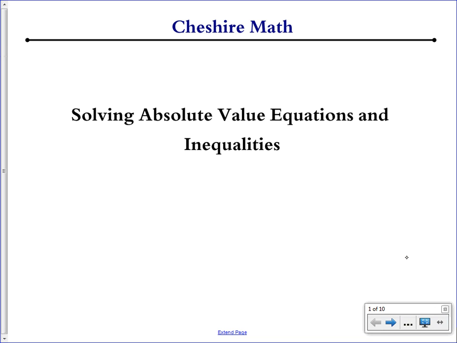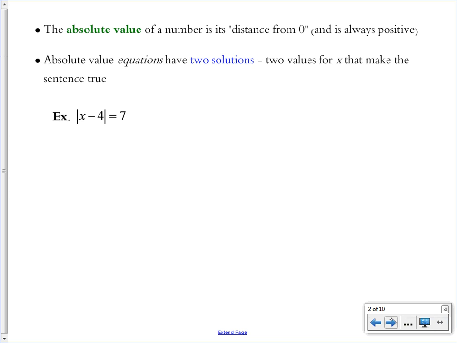This video is about solving absolute value equations and inequalities. The absolute value of a number is its distance from 0, and that distance is always positive. So if you have the number 7, for example, the distance of 7 away from 0 is 7 units, but the distance of negative 7 away from 0 is also 7 units. So we would say that the absolute value of 7 is 7, and the absolute value of negative 7 is also 7. So absolute value equations have two solutions.